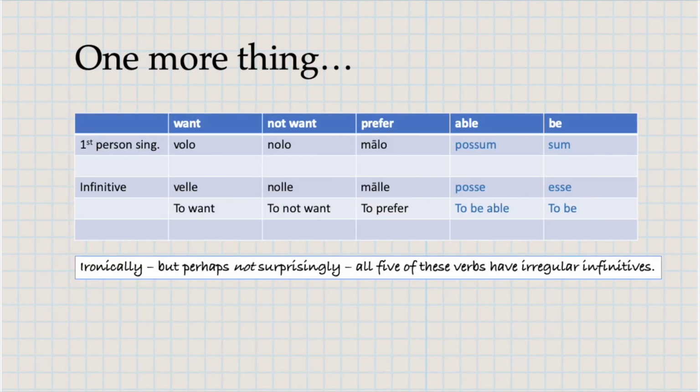One more thing. It's just worth noting that ironically, but perhaps not surprisingly, all 5 of these verbs here in this table have irregular infinitives. So it's the 4 verbs we've met today, plus the verb to be, whose infinitive is esse. Strange, isn't it?